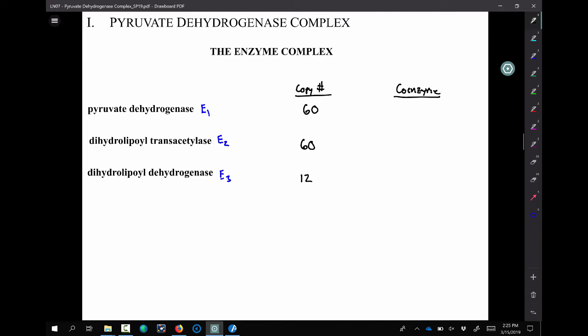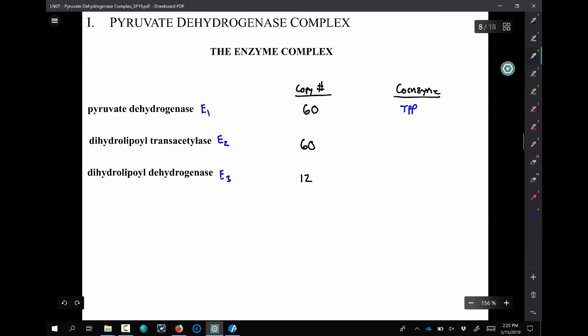Huge enzyme complex. It can be seen with microscopes. Very big. Electron microscopes are actually the way that we have visualized this enzyme up to this point in time. In terms of the coenzymes that I mentioned, the pyruvate dehydrogenase has TPP in it. TPP is thiamine pyrophosphate. That's what TPP stands for.